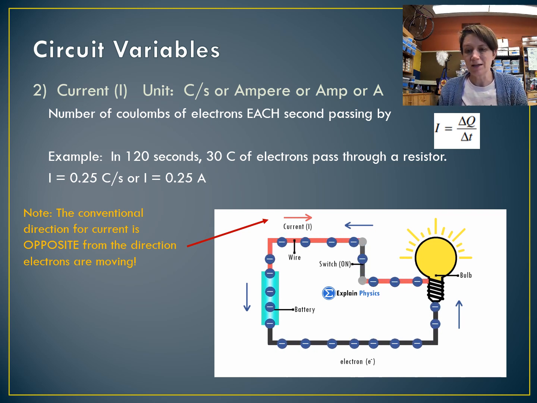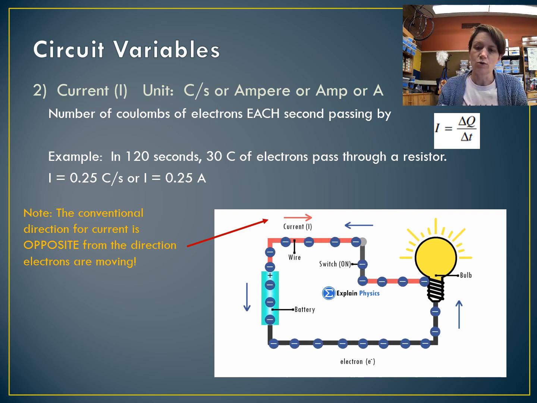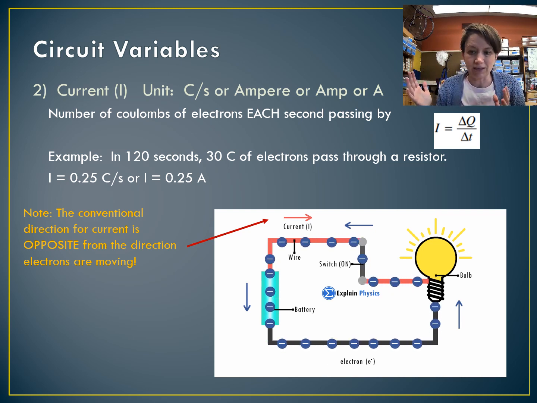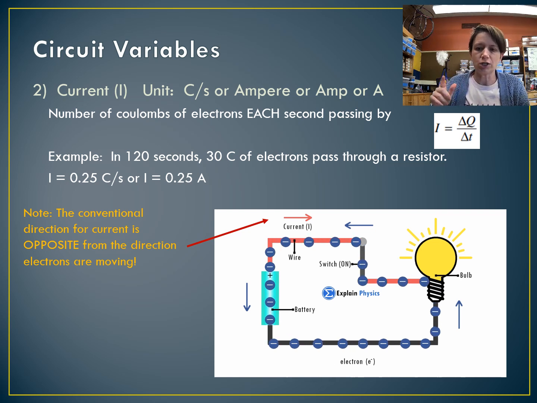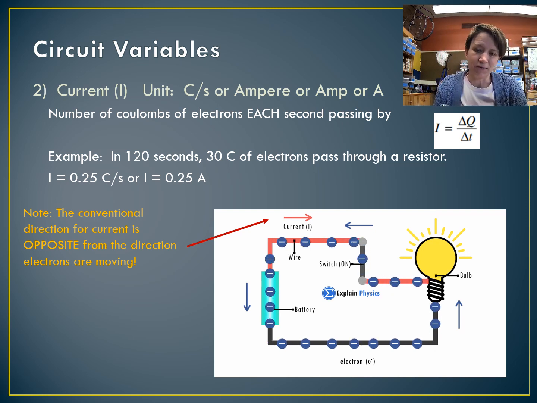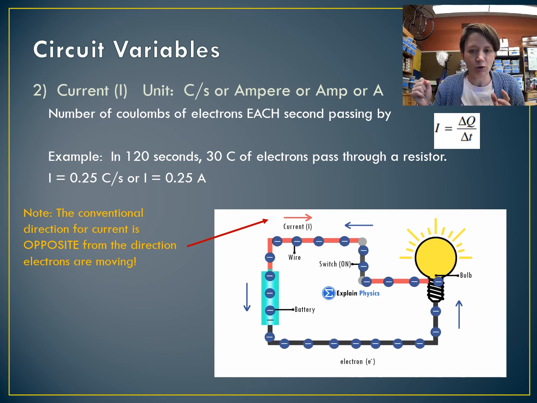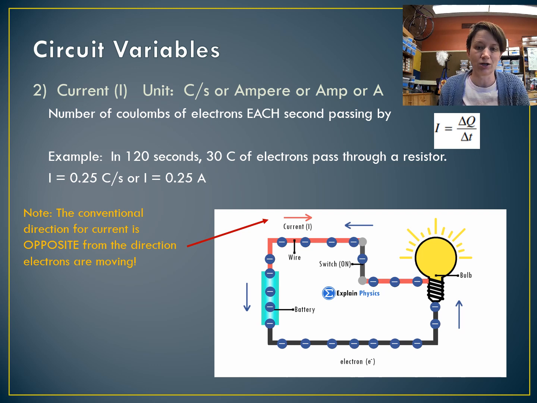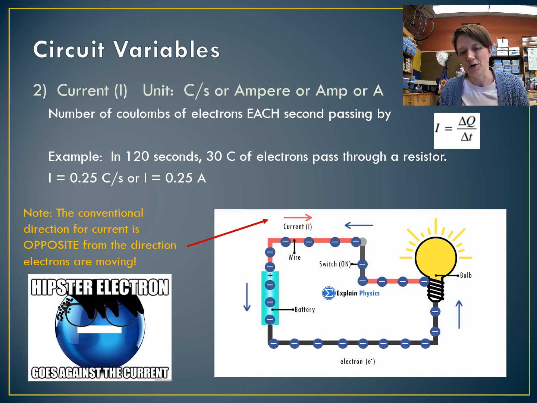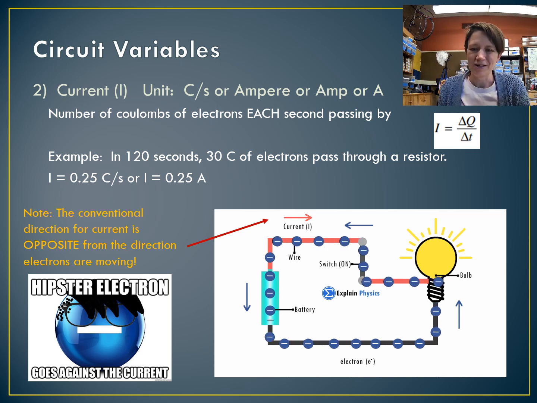So Benjamin Franklin decided that this word current was going to refer to the flow of positive charges. Positive charges don't flow, it turns out, but we've never fixed it. And so the direction that we define current, or if you see any arrows in a diagram that say current is this way, that's actually opposite from the direction the electrons are actually moving. It's like the direction an imaginary positive charge would be moving, but it turns out they're stuck in the nucleus. So the direction of current is opposite from the direction the electrons are actually going. Hipster electron goes against the current.